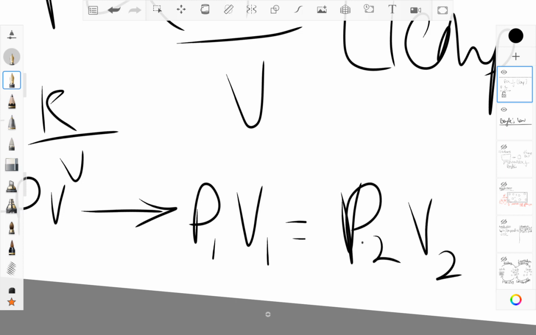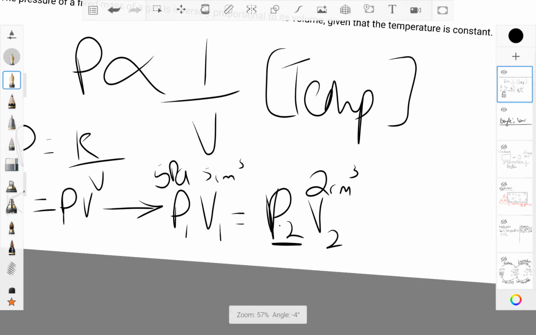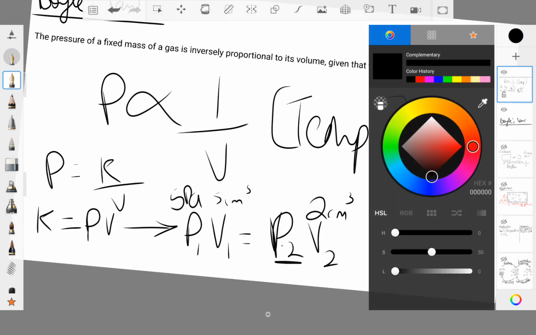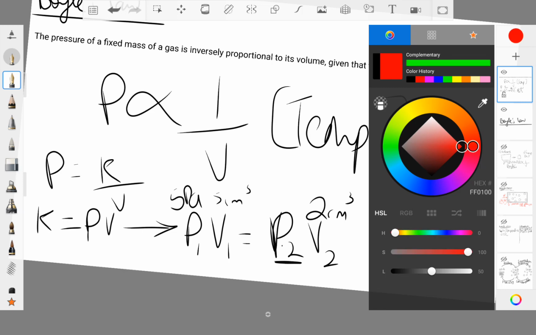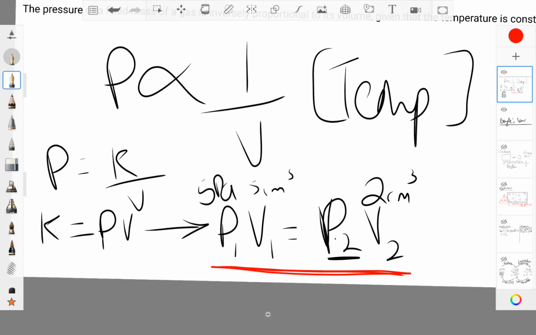V2. So if I have the same gas that, let's say, occupies 5 centimeter cubes at a pressure of 5 pascals, and I were to reduce the volume to 2 centimeter cubes, I could use this equation to calculate the new pressure of the gas by simply making it the subject of the formula. And most of the questions about Boyle's law involve using this formula, which is why you should really make sure you understand it and take note of it.